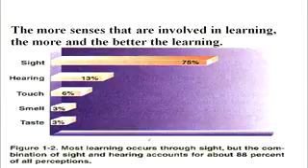The more senses that are involved in learning, the better the learning. Maximum of sight and hearing contribute 88% and they make our learning better. Otherwise, all the 5 senses are used.